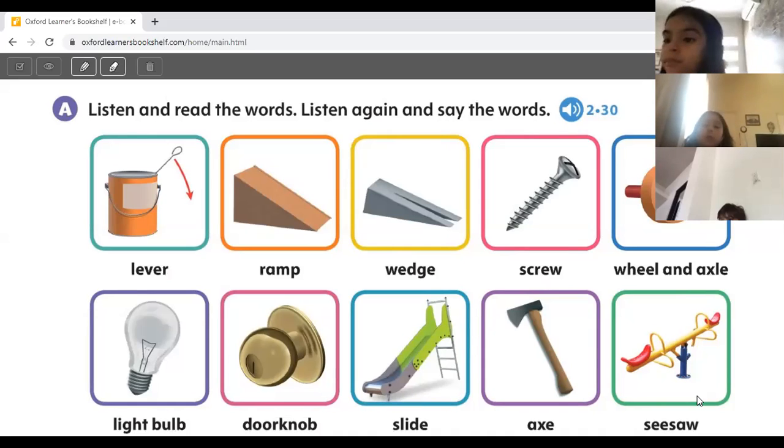Seesaw. Yes. Okay. Seesaw. A piece of equipment for children to play on. It is made of a long board which moves up and down when a child sits on each end. Okay, seesaw. Thank you, Juan Pablo.